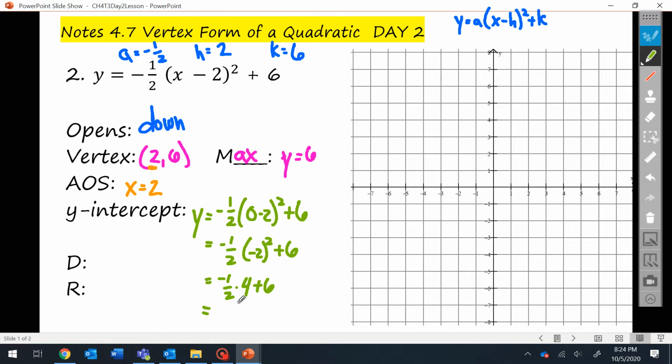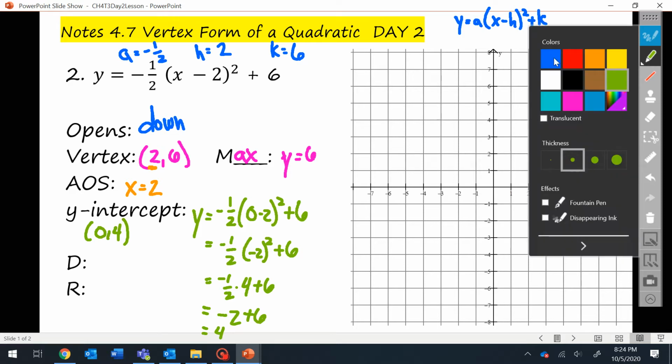Alright, -1/2 times 4, that's -2. And then -2 plus 6, that is 4. Alright, so when we plug in 0, we evaluate to 4, so our y-intercept is 0, 4. Alright, that's all we need to graph this.